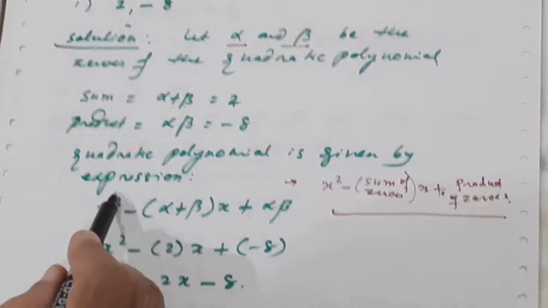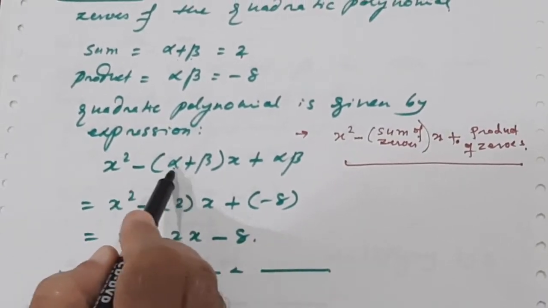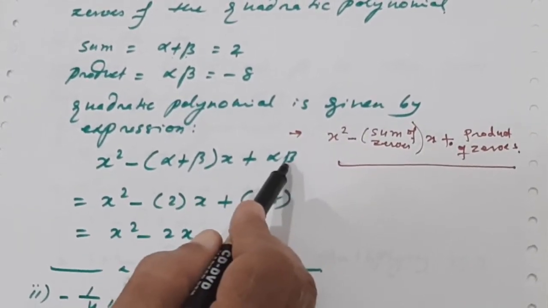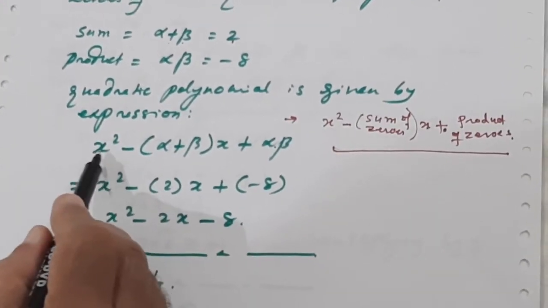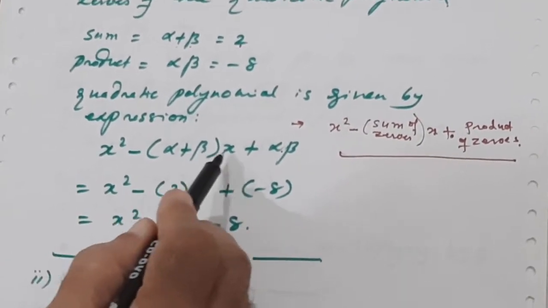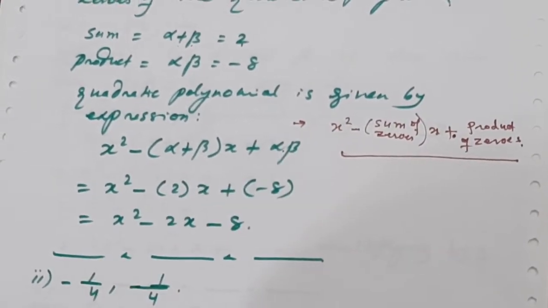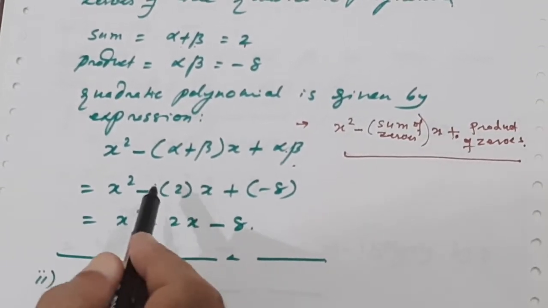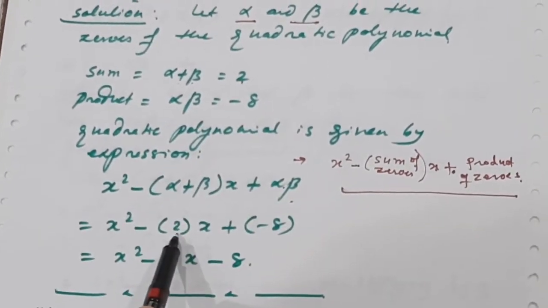So that is the expression, and we write it in the symbolic form: x square minus alpha plus beta into x plus alpha dot beta. Here dot means into. Once again you see, x square minus alpha plus beta in the bracket into x plus alpha into beta. This is the product and this is the sum. Now what is the sum? Write in bracket. The sum is 2, that is alpha plus beta is 2.